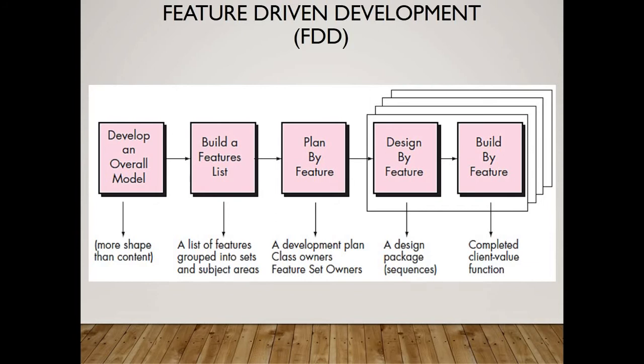The first phase is to develop an overall model. The second phase is to build a feature list. In that, the developer and designer will have to build a feature list, meaning a list of features grouped into sets and subject areas. So they will have to enlist all the features that they have to apply in the project. After building a feature list, they will plan by feature. Plan by feature means they will develop a plan for each and every feature of the project. In that, we have a development plan, class owners, and feature set owners.